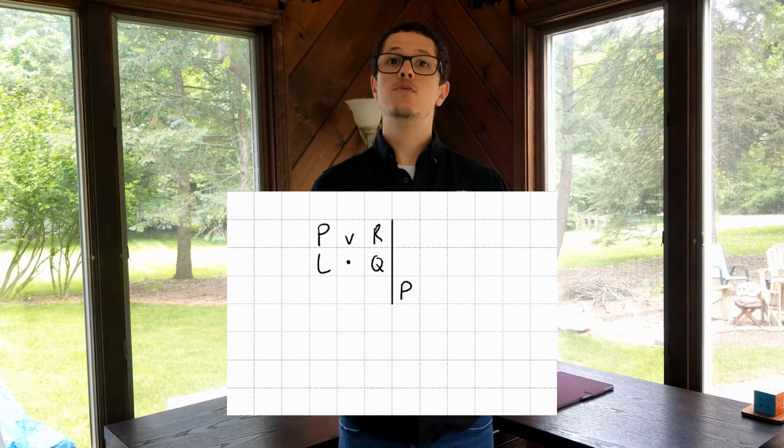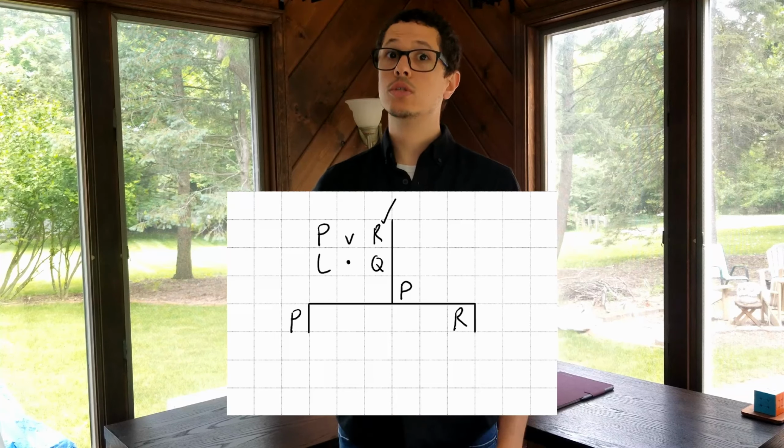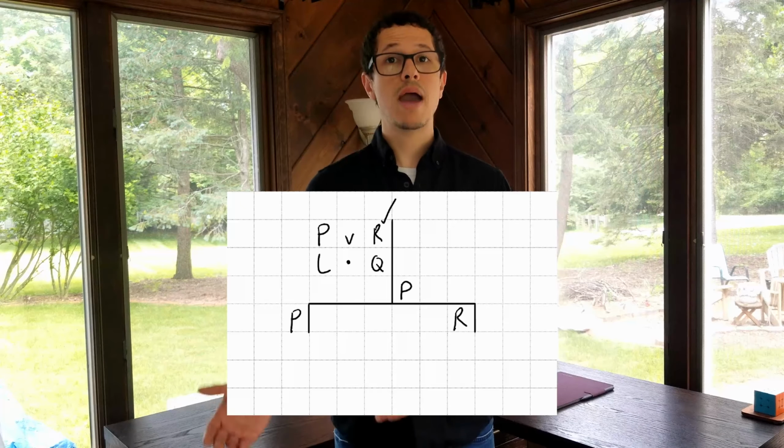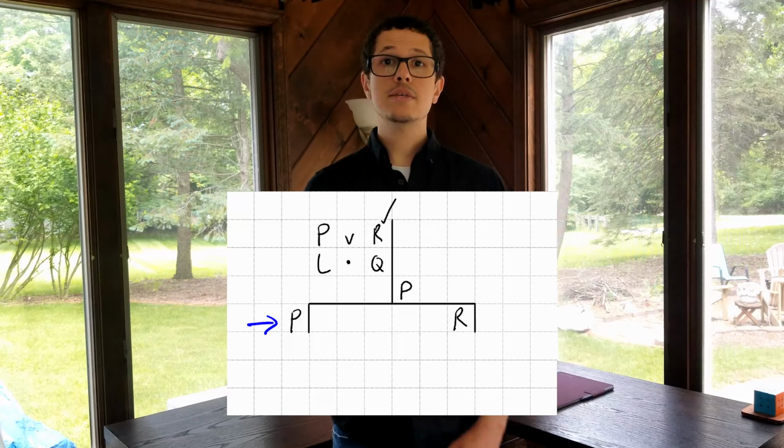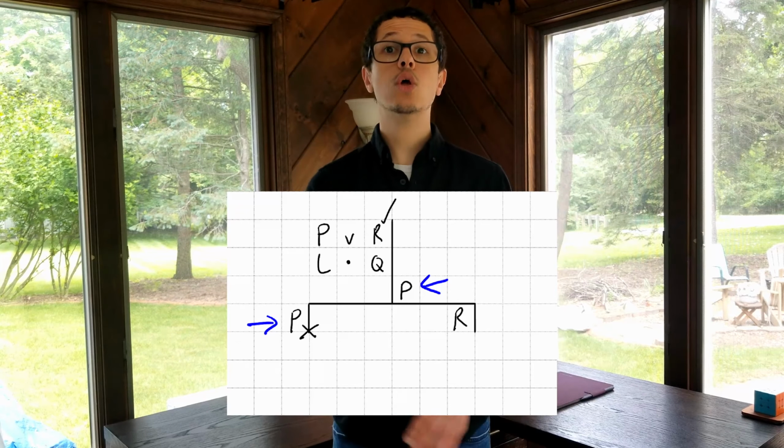Let's go ahead and say that you've got this truth tree. We'll go ahead and begin by decomposing P or R so that the tree looks like this. Notice that on the path on the left, we have a contradiction. P is on the left side of the tree here, and it's on the right side of the tree here. So we close this path.